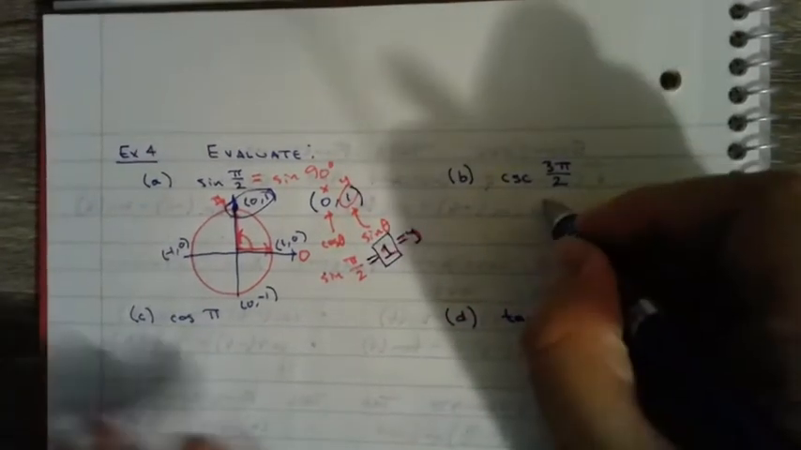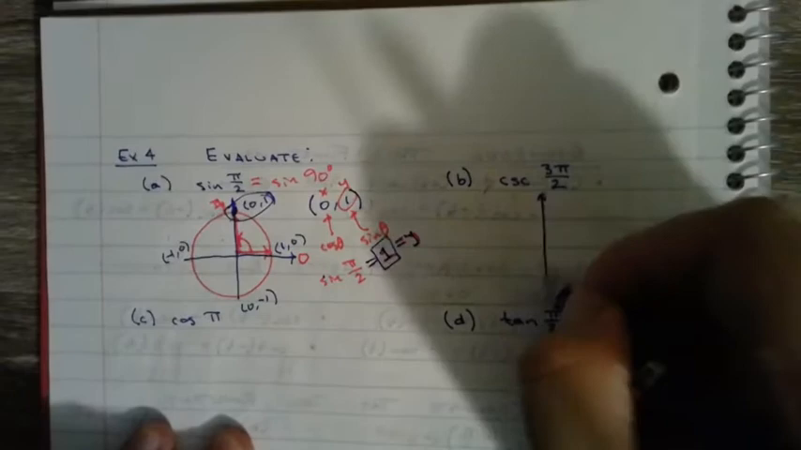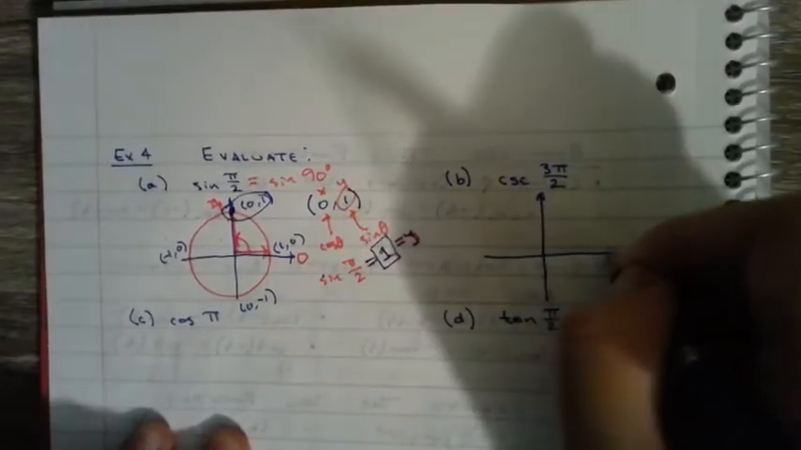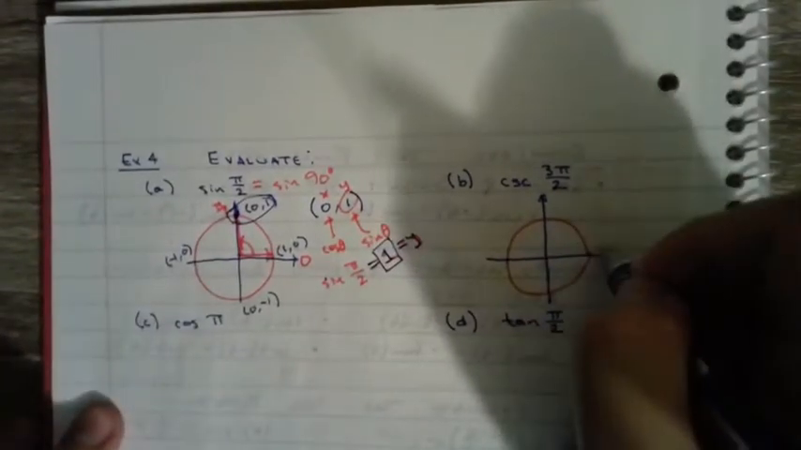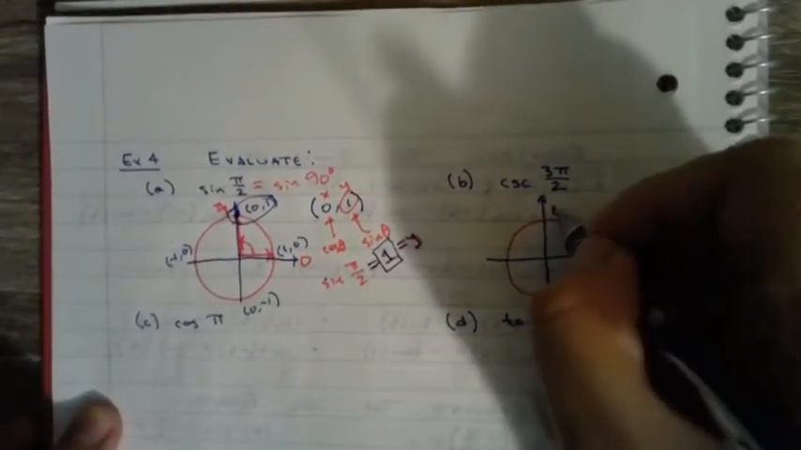Now let's go to B. So again, you have 3 pi over 2. I'm going to go ahead and draw my unit circle. Hopefully you already noticed that 3 pi over 2 is going to be on one of the axes. So draw your little circle right here. Again, label all your points. So you know that this is 1, 0, 0, 1.